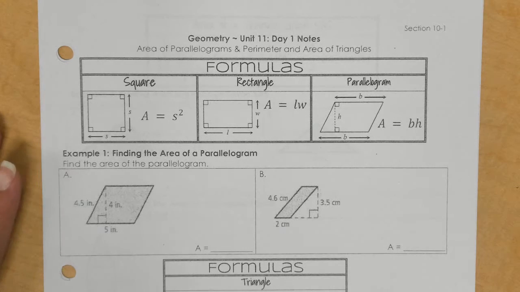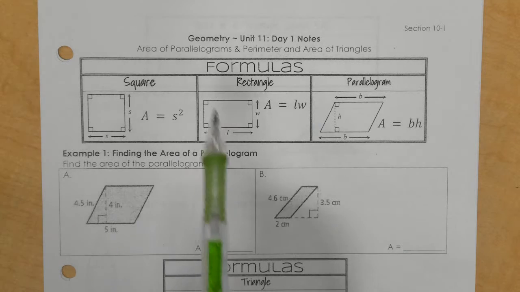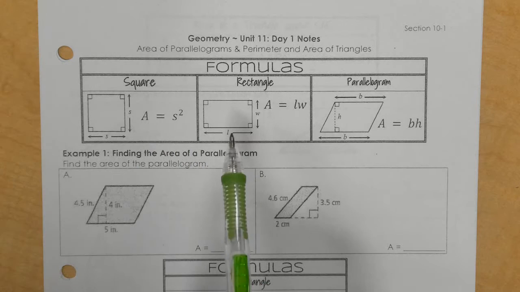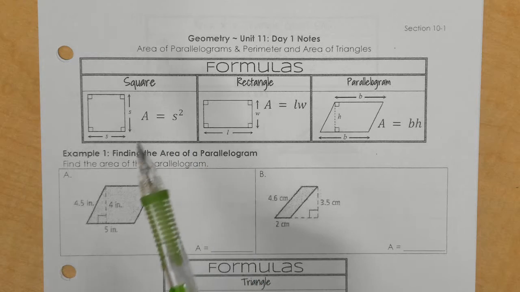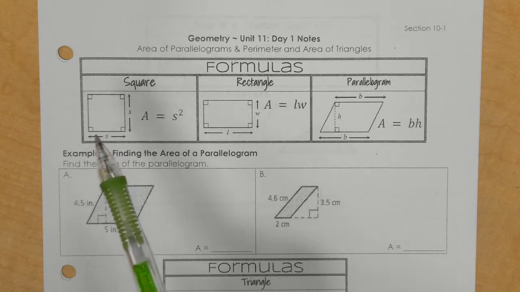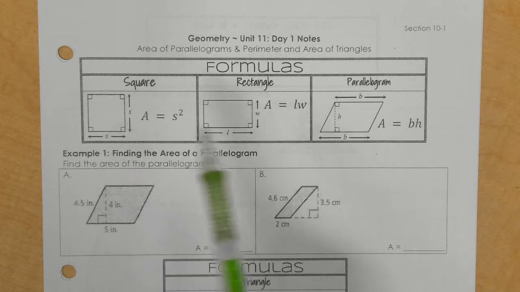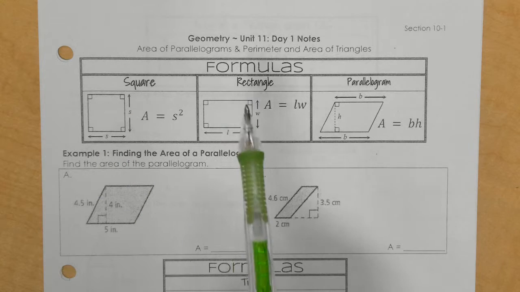Alright, so Unit 11, Day 1 is about the area of parallelograms and the perimeter and area of triangles. As you can see, I have more formulas here than what's listed in the title. We talked about squares and rectangles, so just a quick review. To find the area of a square, side times side. To find the area of a rectangle, length times width.